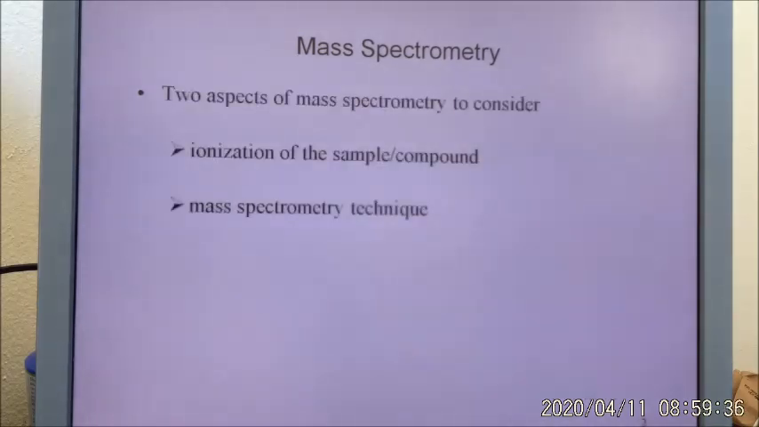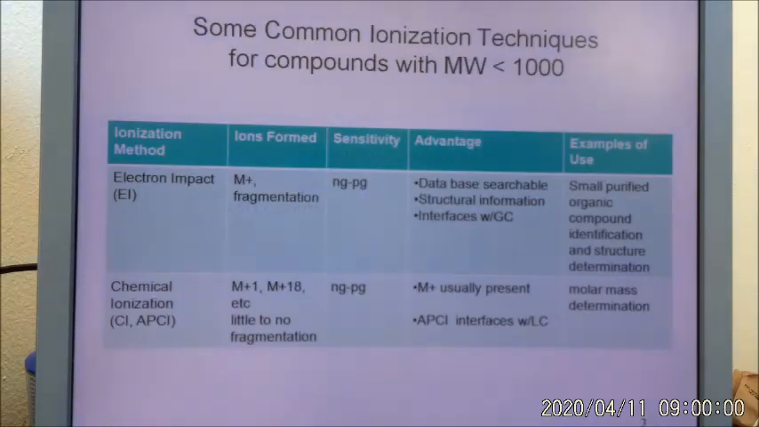Okay, so when we talk about mass spectrometry, there are two aspects that I'm going to focus on. First is ionization of your sample, and second is the analyzer, so the mass spectrometry technique. I'm only going to give you a sampling. There are a number of ways that we use mass spectrometry. It has become such a powerful tool. All right, so what are the common ionization techniques? Typically, these techniques that I'm showing you are going to be for molar masses less than 1,000.